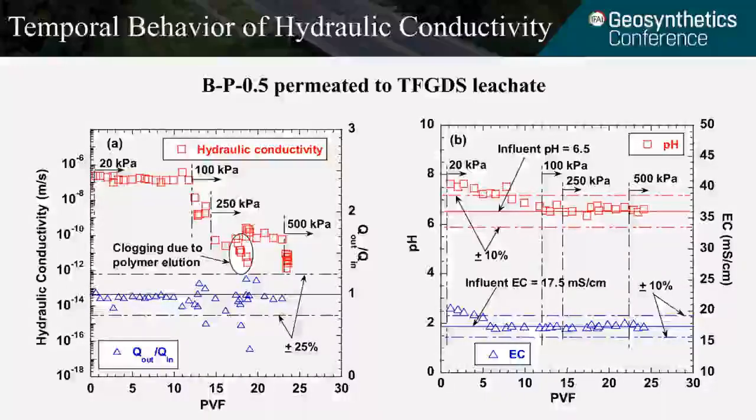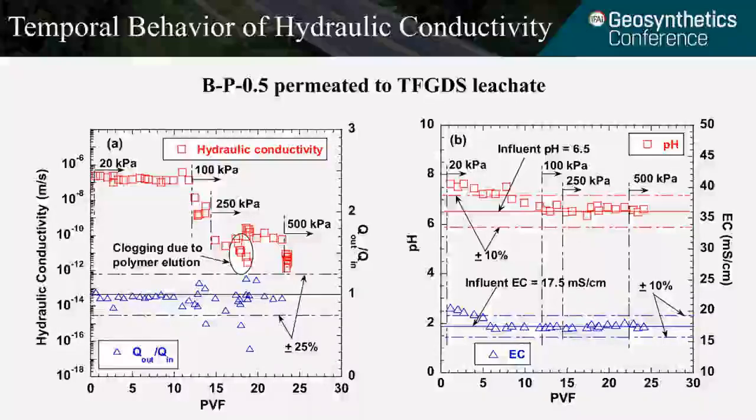When the stress keeps increasing, the hydraulic conductivity further decreased to around the 10 to the negative 12 range. As you can see, we point out a circle, where polymer clogging occurred when the confining stress increased to 250 kPa. The hydraulic conductivity gradually decreased, but after we removed clogging in the effluent, the hydraulic conductivity went back to the original level around the 10 to the negative 10 range.